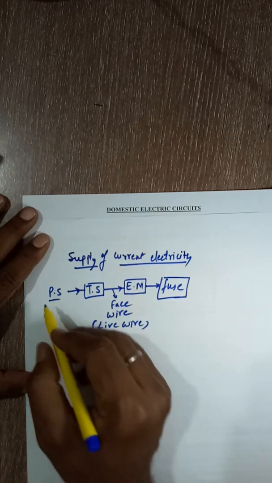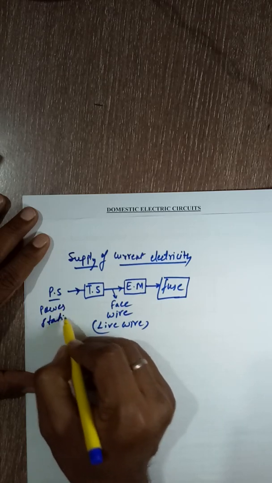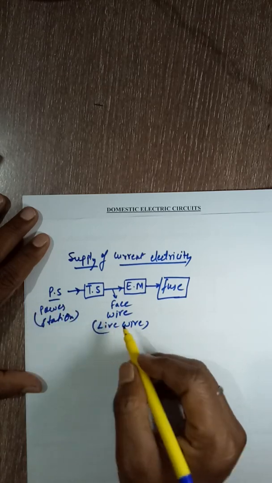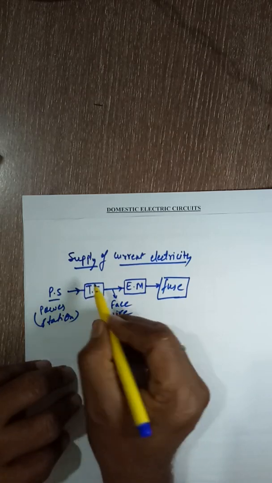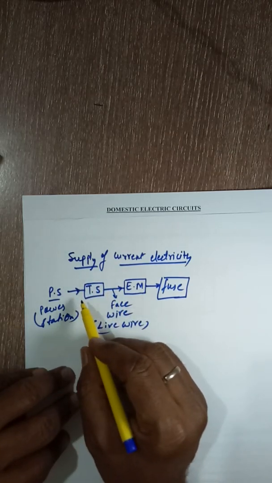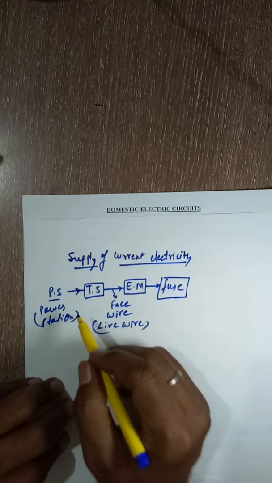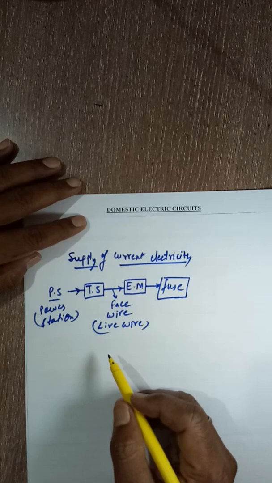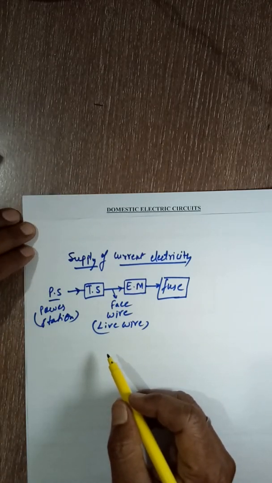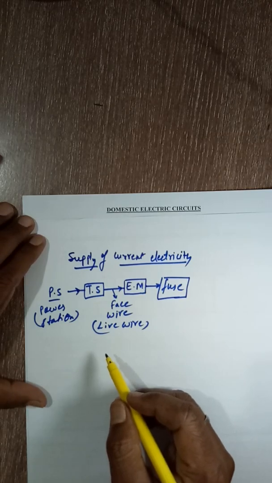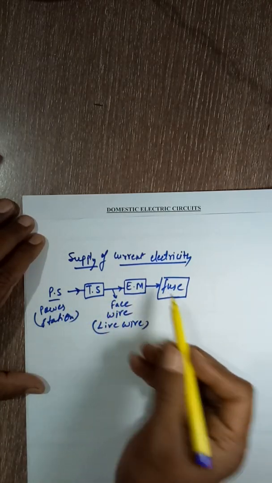Power station, where the current electricity is manufactured. It is produced there by different modes. It can be produced by a thermal power station, hydro power station, or nuclear power station. The basic idea always remains the same.